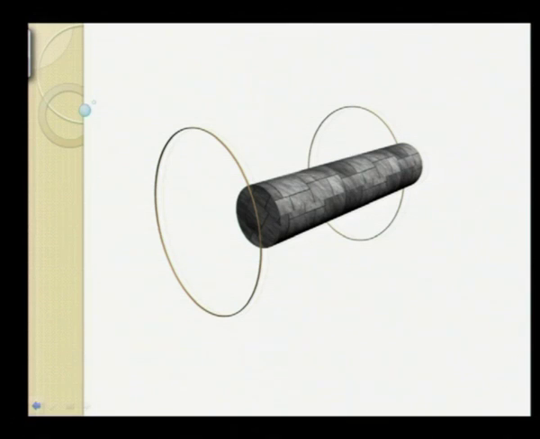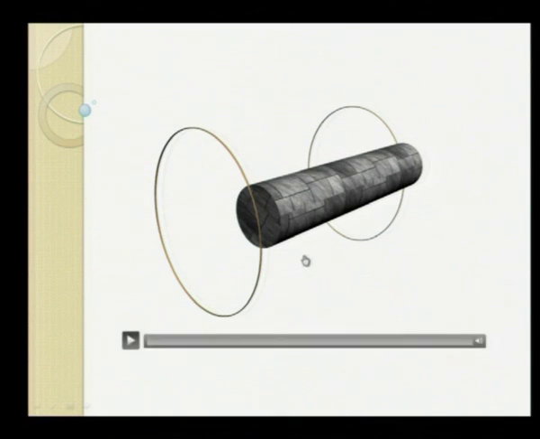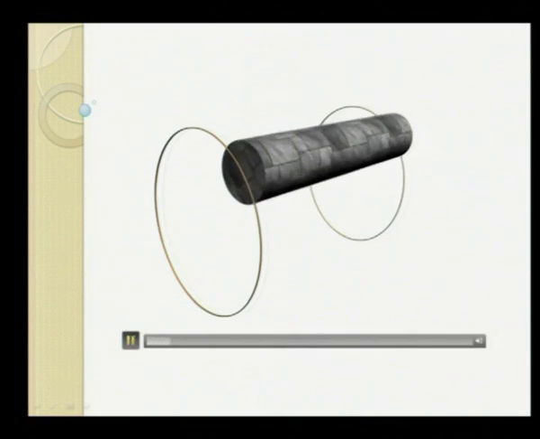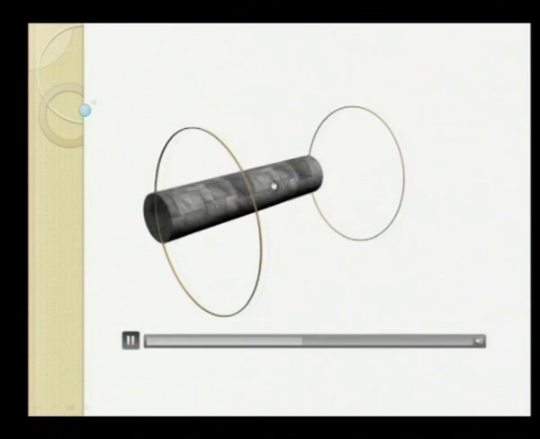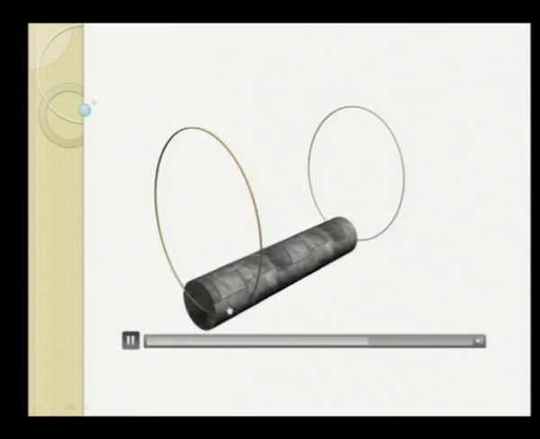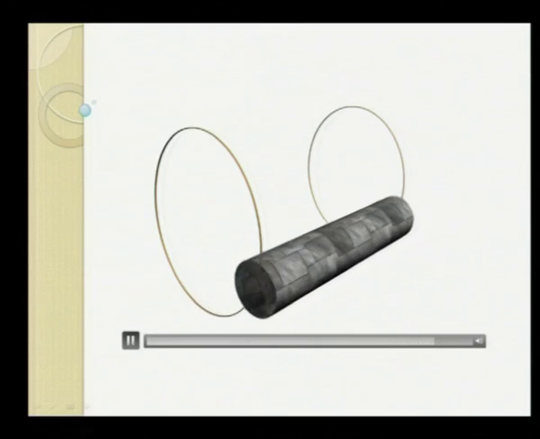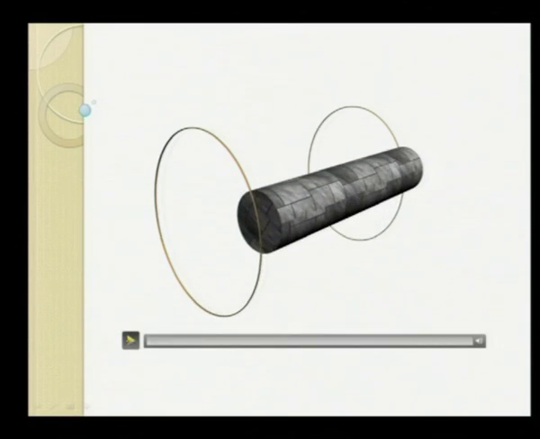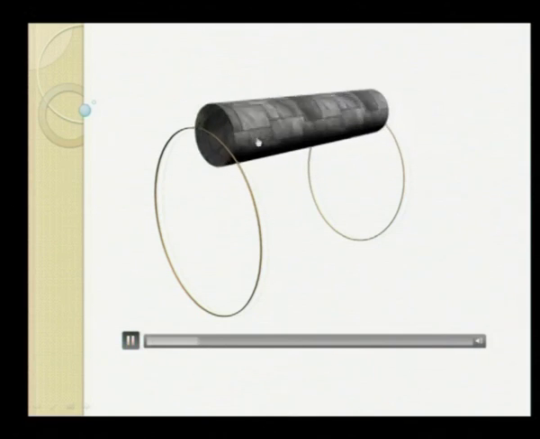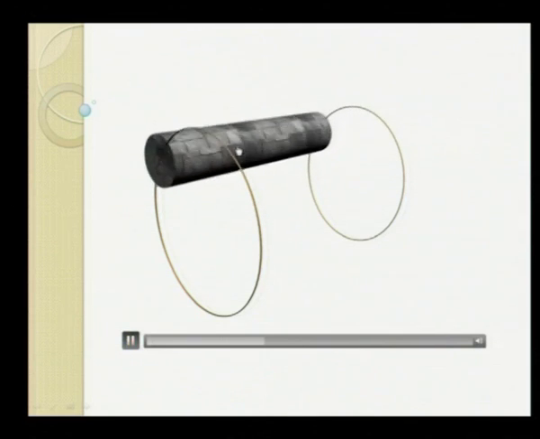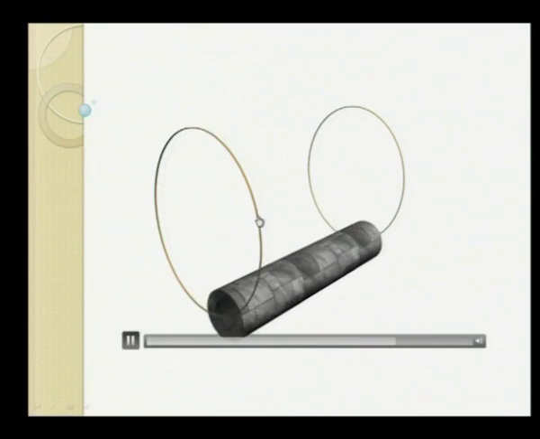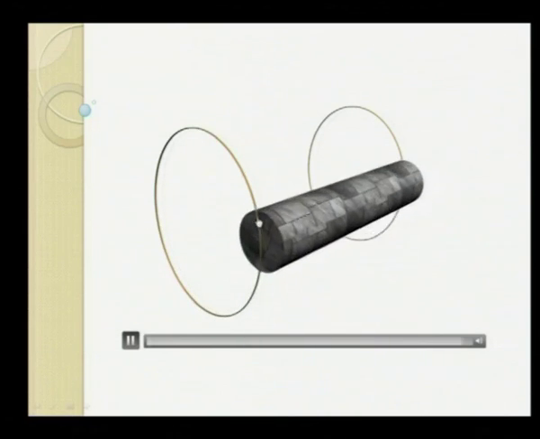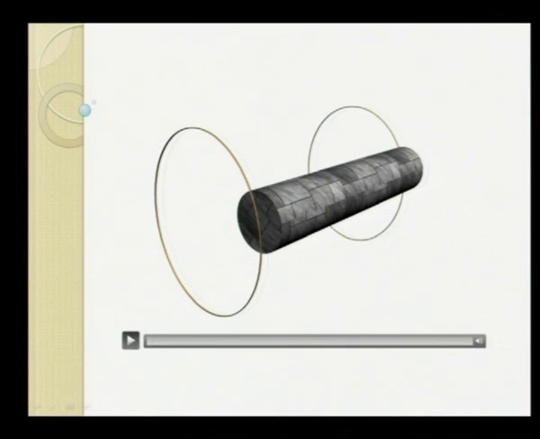This is the animation for transverse or translatory backward whirl. In this, the shaft is rotating clockwise, but the whirling is in the counterclockwise direction. Again we can see the shaft is spinning about its own axis in the clockwise direction and is whirling in the counterclockwise direction. So this is a backward translatory whirl.